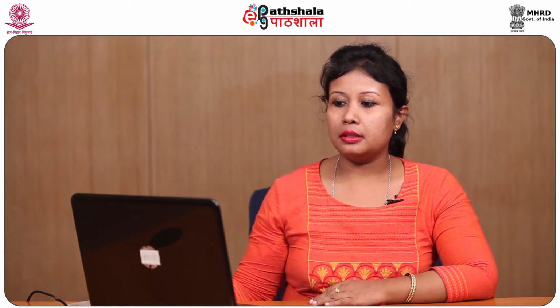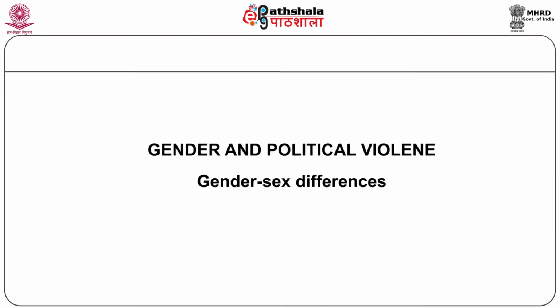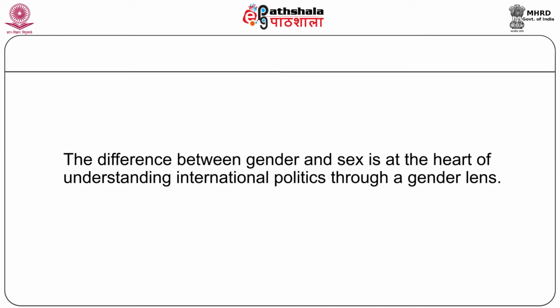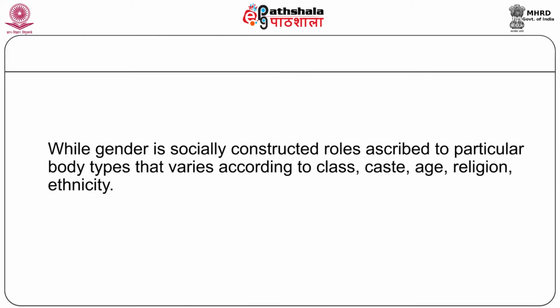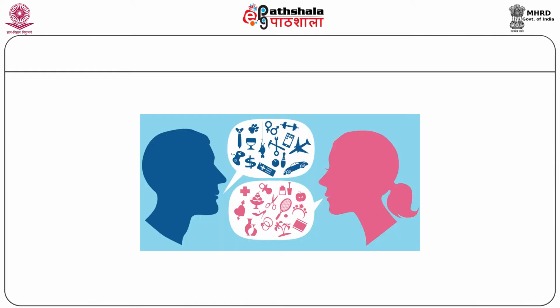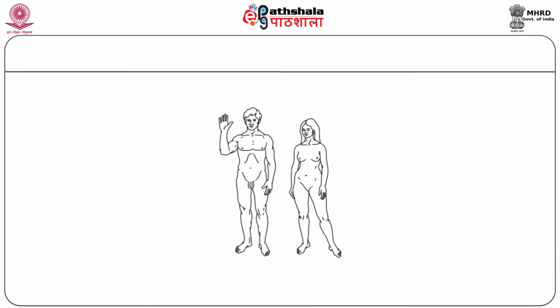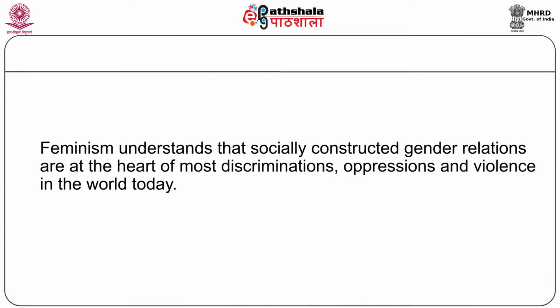So, we will start with the introduction of sex-gender differences under gender and political violence. The difference between gender and sex is the heart of understanding international politics through a gender lens. While gender is socially constructed roles ascribed to particular body types that varies according to class, caste, age, religion, ethnicity, sex is simply the biological construct of the body determined at birth. Feminism understands that socially constructed gender relations are at the heart of most discriminations, oppressions, and violence in the world today.